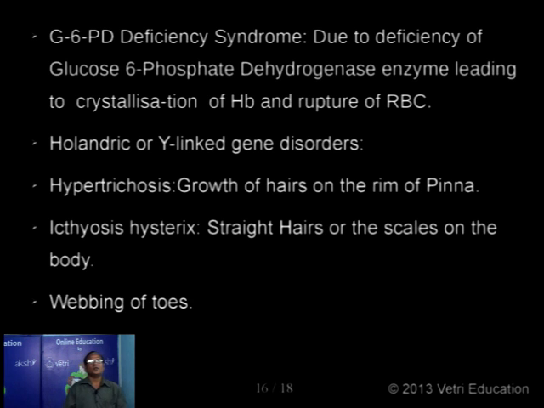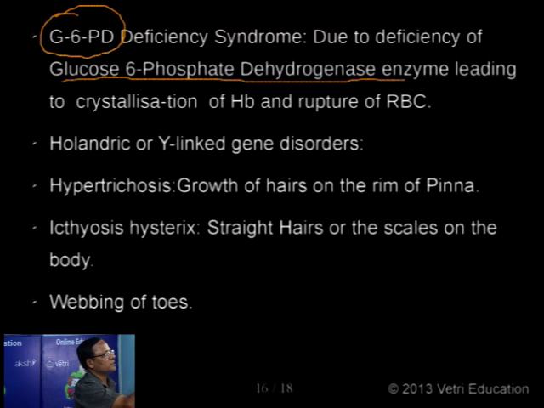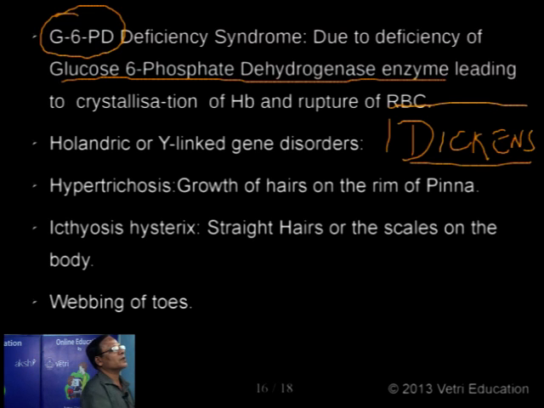Now, the next one, G6PD deficiency syndrome. This is nothing but an enzyme deficiency of the glucose 6-phosphate dehydrogenase enzyme. That enzyme catalyzes one reaction in the hexose monophosphate pathway, or glucose phosphate shunt, or Dickens pathway. Some 12th standard students in botany know the Dickens pathway. A special type of pathway is called the Dickens pathway or hexose monophosphate pathway. There is one enzyme, glucose 6-phosphate dehydrogenase. That enzyme is also found in the animal body, the human body.